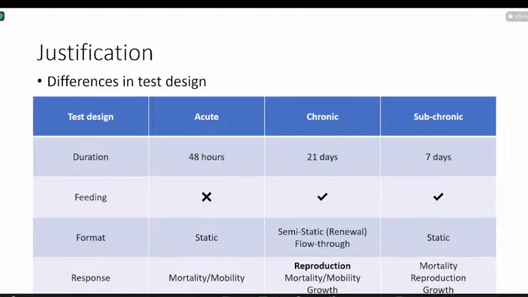And then for the responses that you can measure, for the acute, normally it's only either the mortality or the mobility. The chronic test is more focused on the reproduction, but of course you can also measure the mortality and the growth as endpoints. So we measure the mortality, some endpoints of the reproduction, and also the growth.